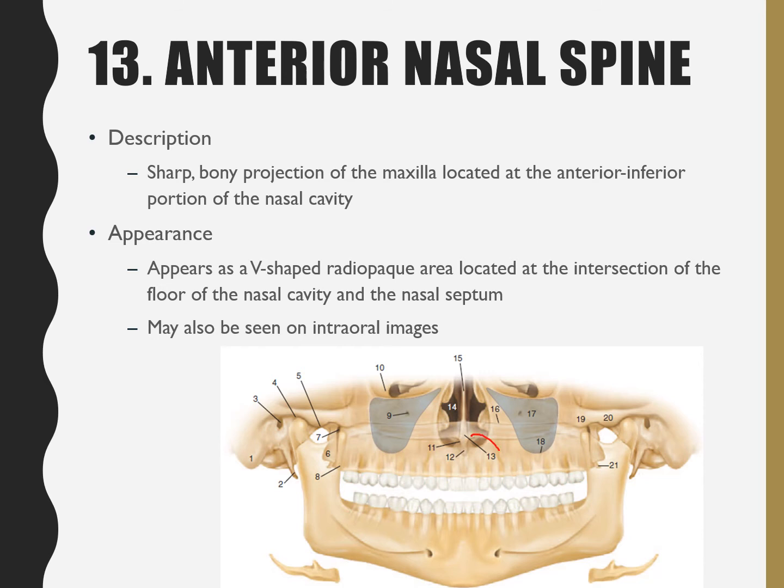Now, don't get confused with this little projection up here and number 12, okay? Because number 12 is the incisive foramen. Number 13, this one's going to be a radiopaque. Number 12, down here in between the two, that's going to be radiolucent, right? So try to keep these separated. That 13 is that anterior nasal spine.